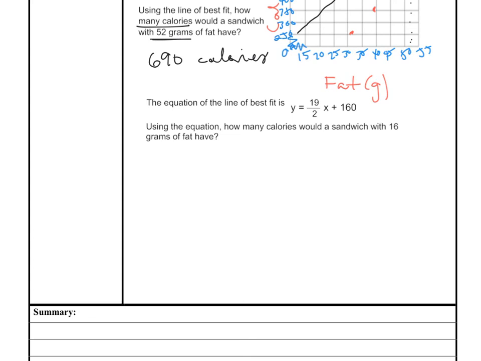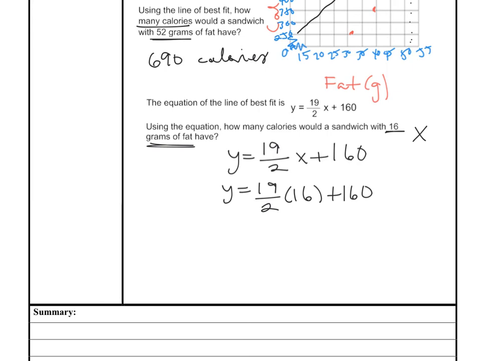Last question, if the equation of the line of best fit is y equals 19 halves x plus 160, we'll use the equation to see how many calories a sandwich with 16 grams of fat would have. So we're going to plug in for x because grams of fat was my x. So let's write our equation first. Now we're going to replace x with 16.